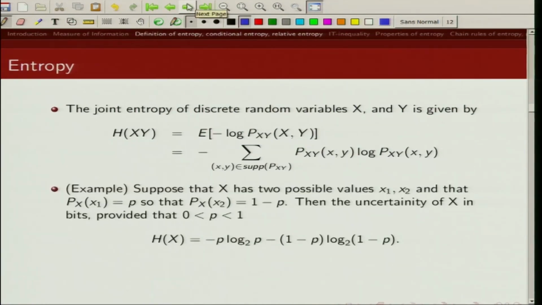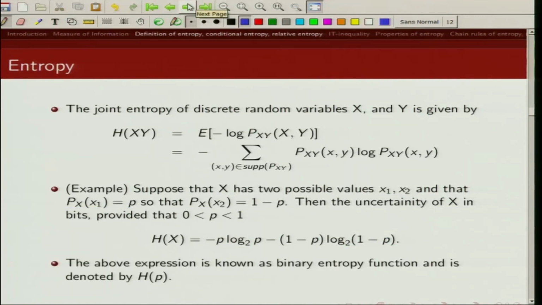Now let us take an example. Let us assume X takes two possible values, x1 and x2, and the probability of x1 is p, so the probability of x2 is 1 minus p. So what is the uncertainty or the entropy of X? According to the definition, it is the summation: minus probability of x1 times log of it, that is minus p log p, and minus probability of x2 times log of it, which is minus (1 minus p) log of (1 minus p).